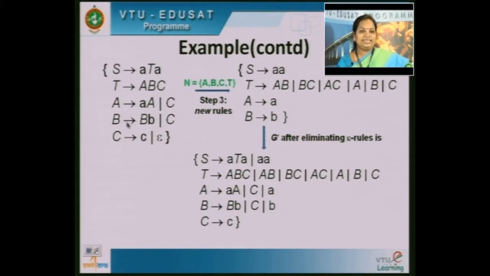You can see here in this grammar, do you have an epsilon production? No. After applying remove epsilon production, the grammar obtained is free from epsilon productions. But remember, this grammar must be equivalent to the original grammar. Hence, we have eliminated epsilon productions.